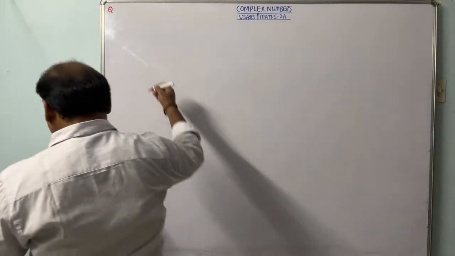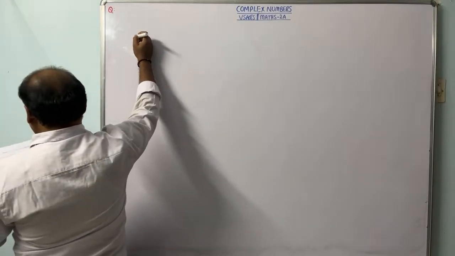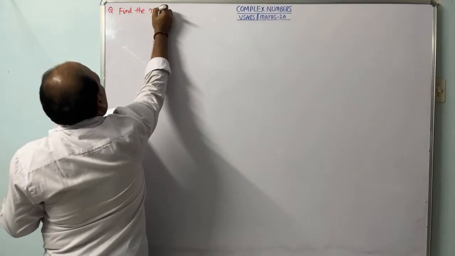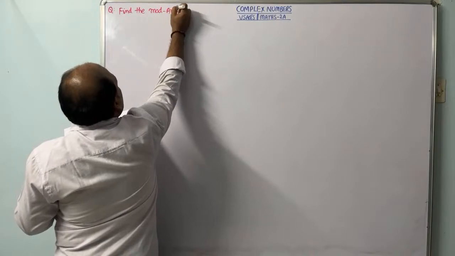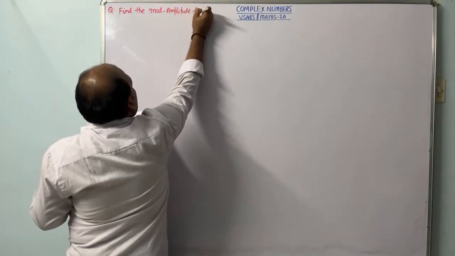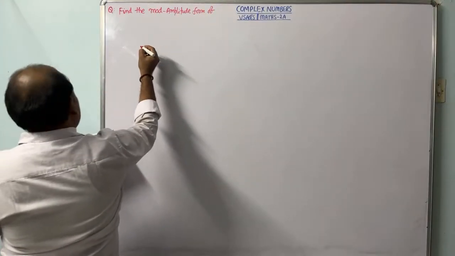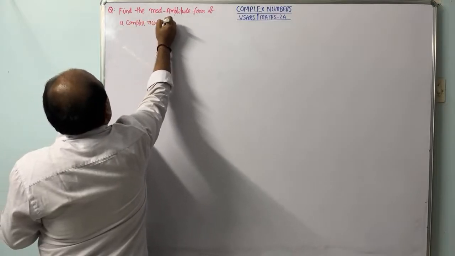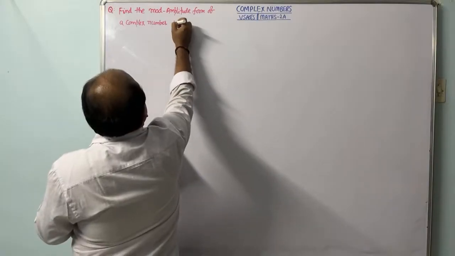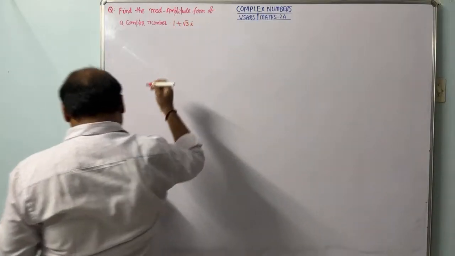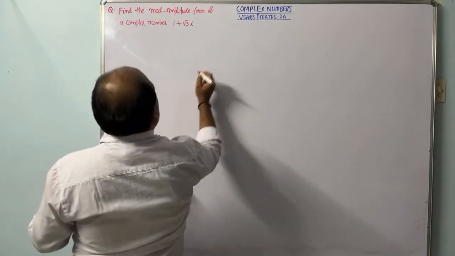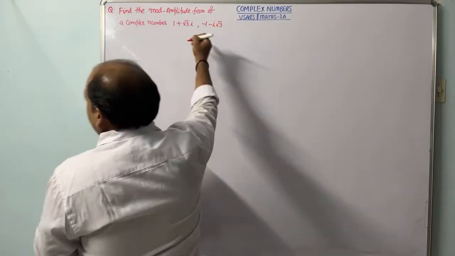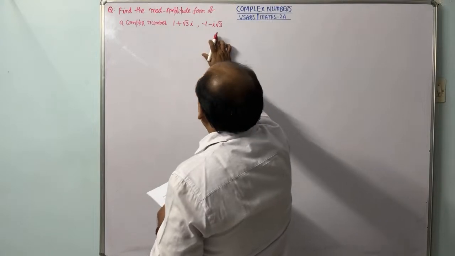Yeah, the next question. Find the modulus amplitude form of the complex number 1 plus root 3 i, and the same question for minus 1 minus i root 3. Two questions are there. One shot, two birds.